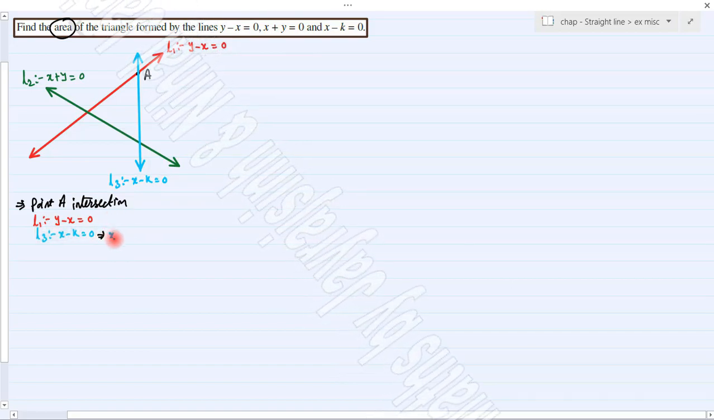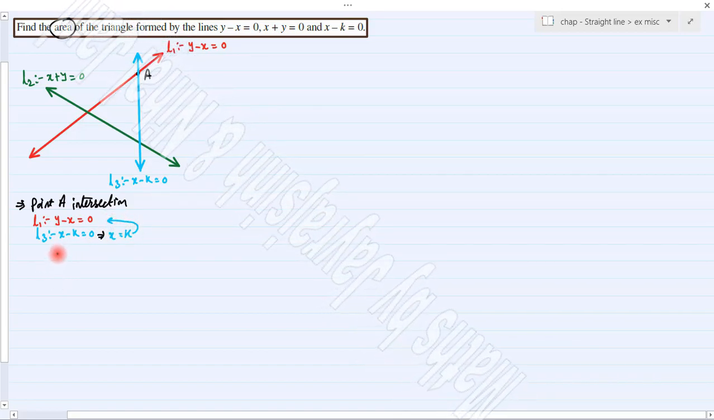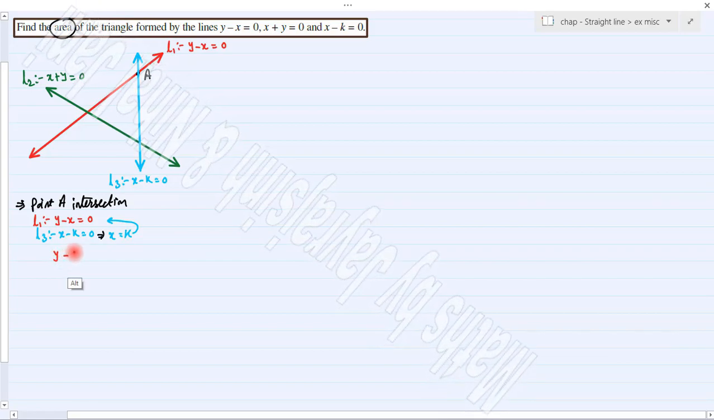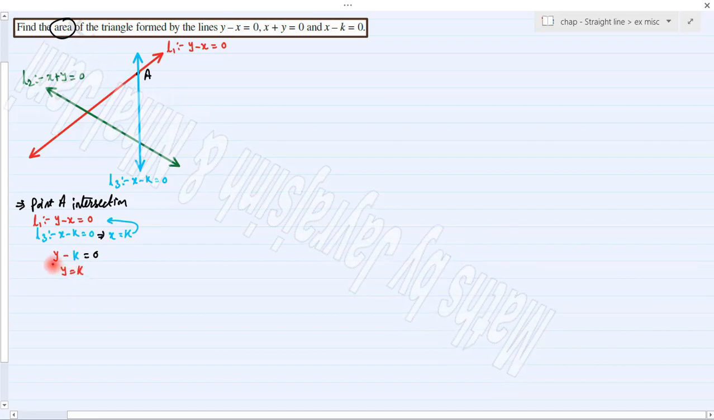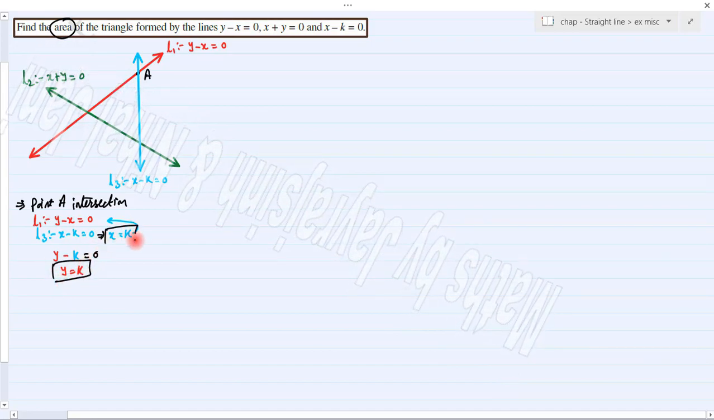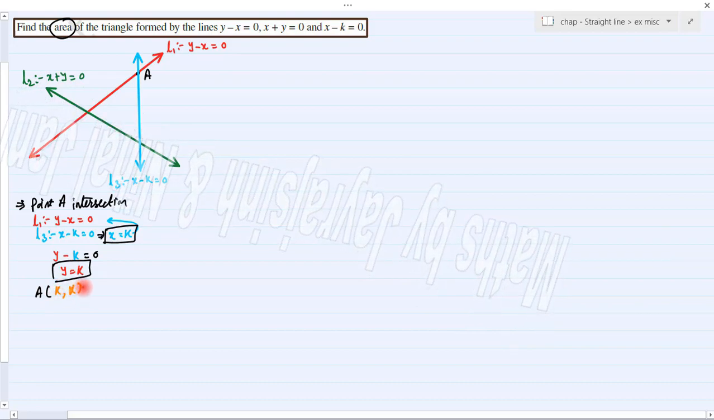Let's make x the subject, we'll get k, and substitute in the above equation, we'll get y minus k is equal to 0, or we can say you will get y is equal to k also. So here we get the coordinates of point A, which is k comma k.